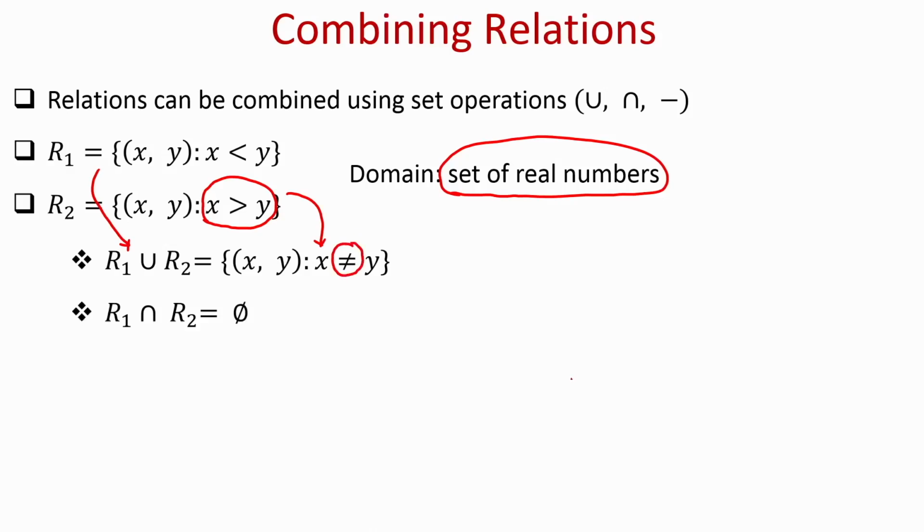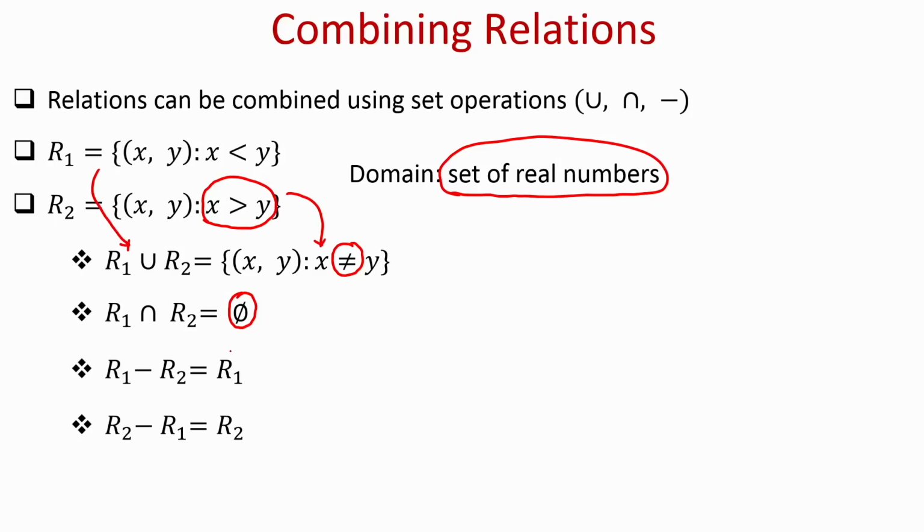Whereas, if I take the intersection of these two relations R1 and R2, then it turns out to be an empty set, because you can't have real numbers x and y where x is simultaneously less than y as well as greater than y. So, you can't have any x, y pairs simultaneously satisfying the conditions for the relations R1 and R2.